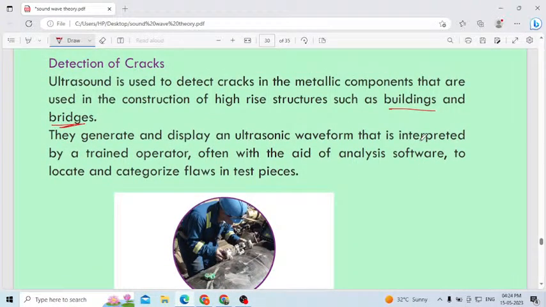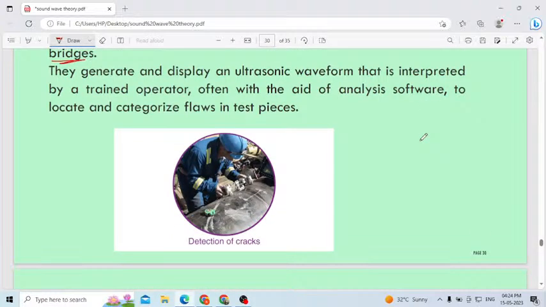In bridges, if any cracks happen, to detect and correct that, we will use ultrasound. They display an ultrasonic waveform that is interpreted by a trained operator, often with the aid of analysis software, to locate and categorize flaws in a test piece.